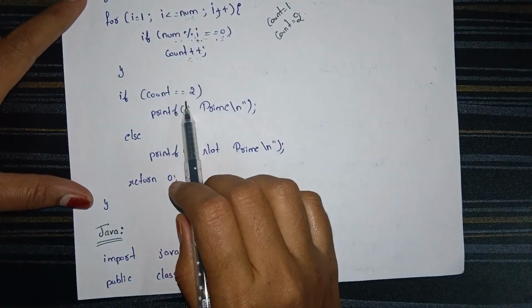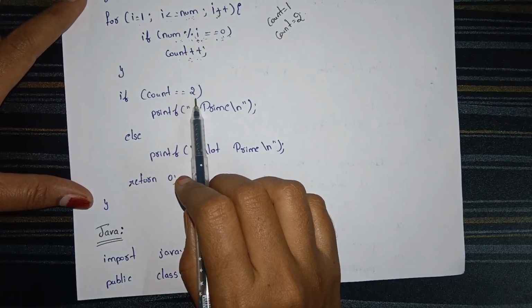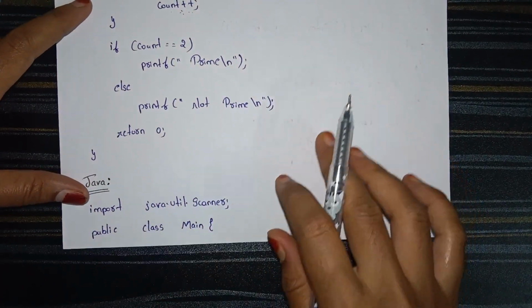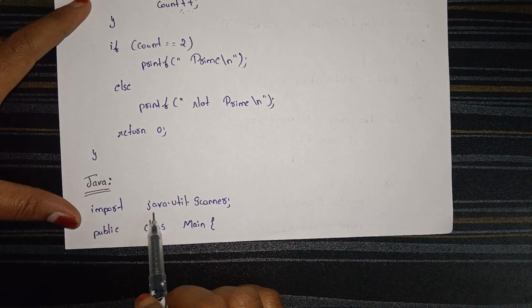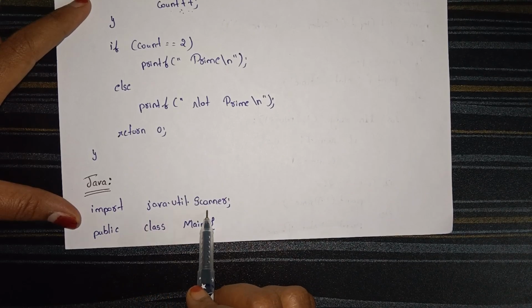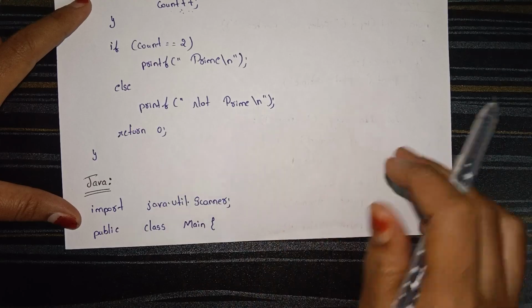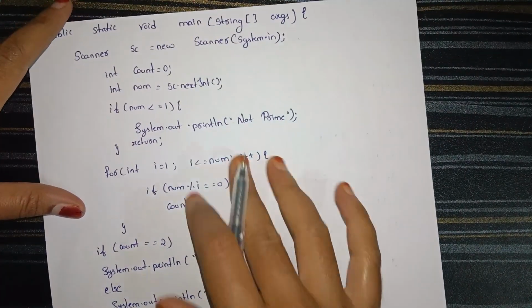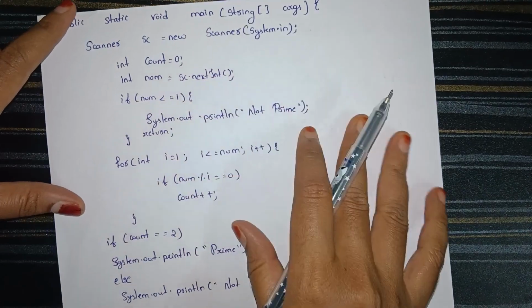So in this way we will run this loop. If count is equal to 2, then it is a prime number, else it is not a prime number. Now we will see the code in Java as well. Import java.util.Scanner. This import will help us to accept the input from the user. Public class, this is the first class. Public static void main, this is the main method.